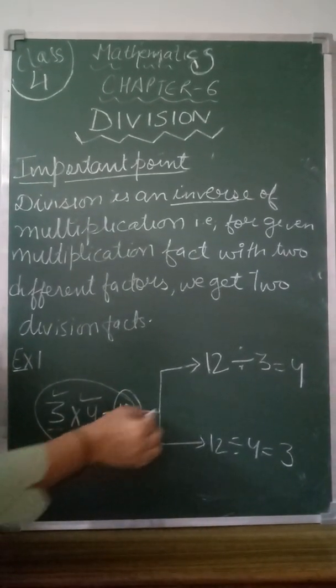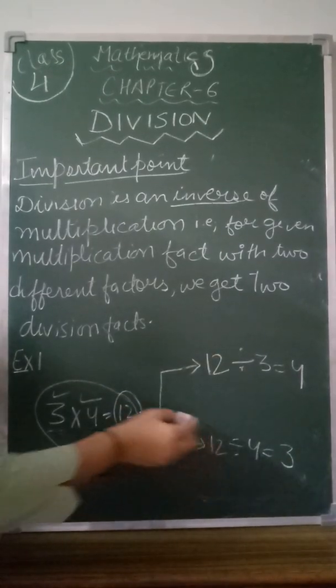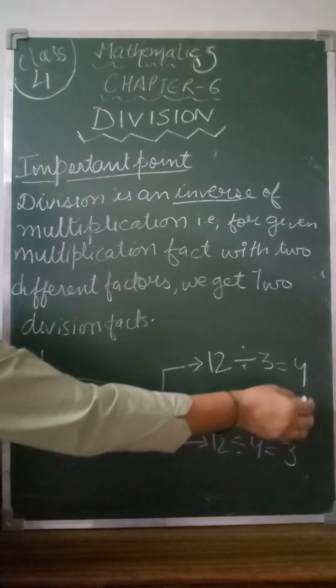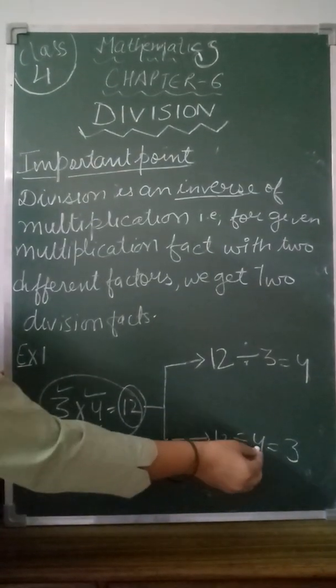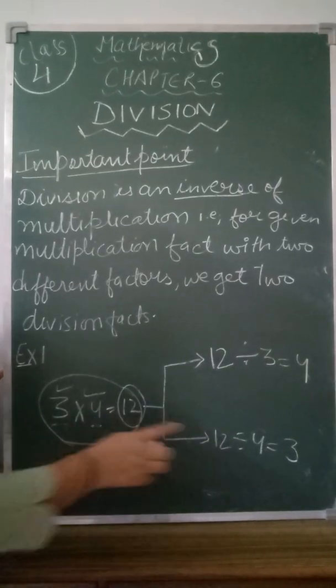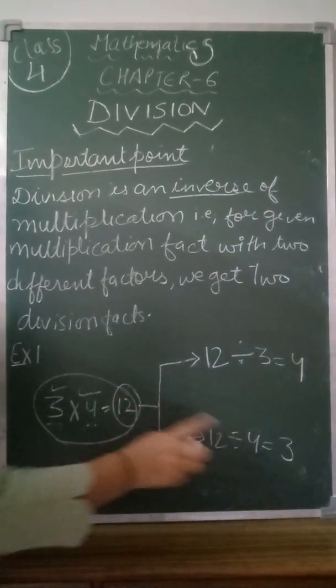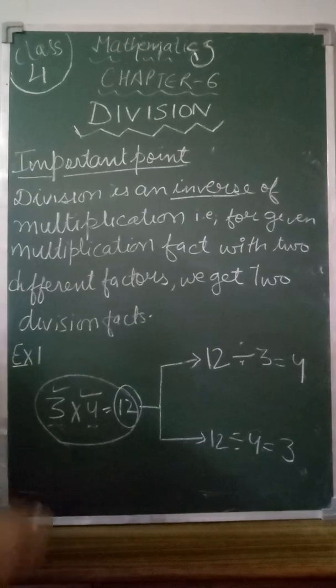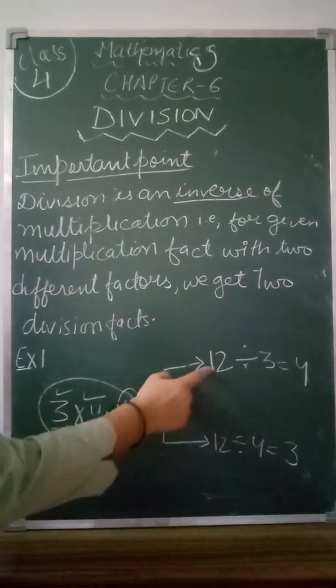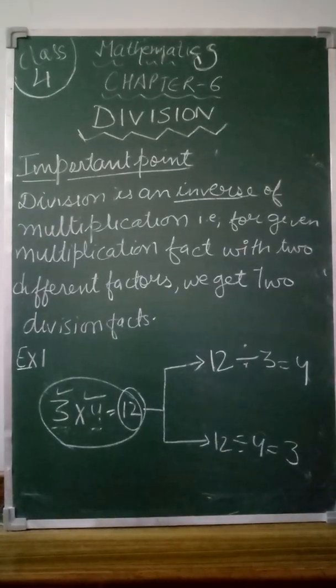12, the product, becomes the dividend in both the facts. Take the first factor as a divisor and the other becomes the quotient. And in the second one, the second number becomes the divisor and the first number becomes the quotient here. So if you have any one multiplication fact with two different numbers, two division facts are possible.